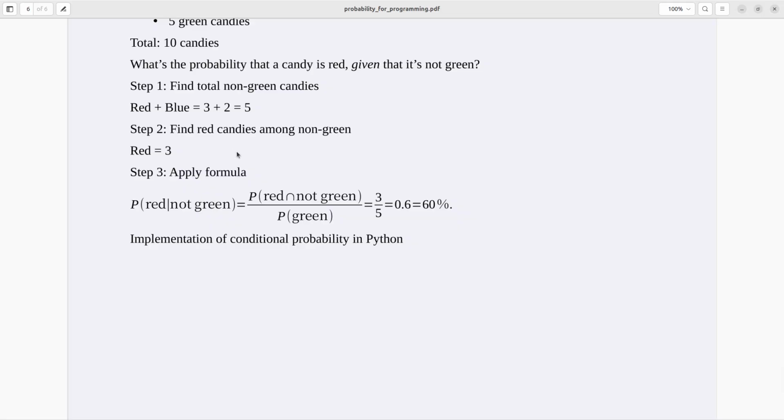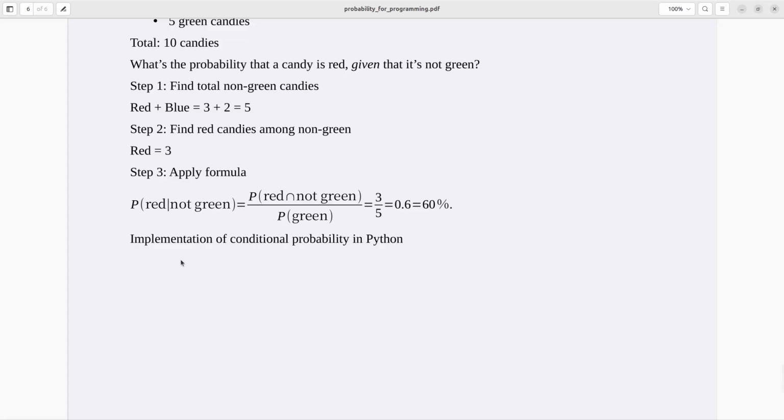Alternatively, we can do the division rather directly by dividing the number of red candies out of the number of non-green candies. So we can also get 3 out of 5 as the answer. So this is an alternative answer by using the number of red candies and the number of non-green candies directly. So this answer here would be like 3/10 divided by 5/10, but we can also use the numbers directly.